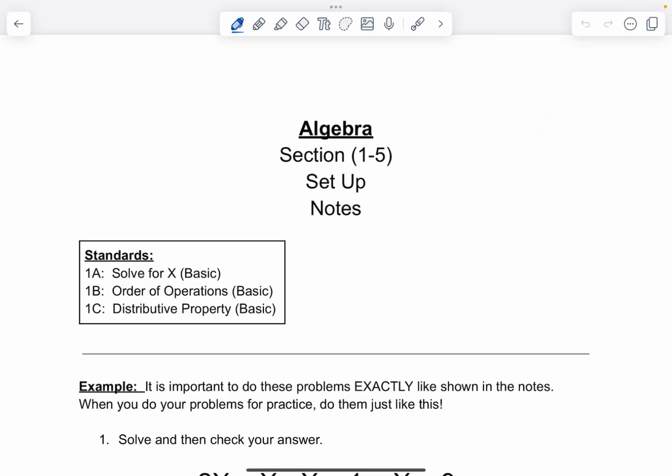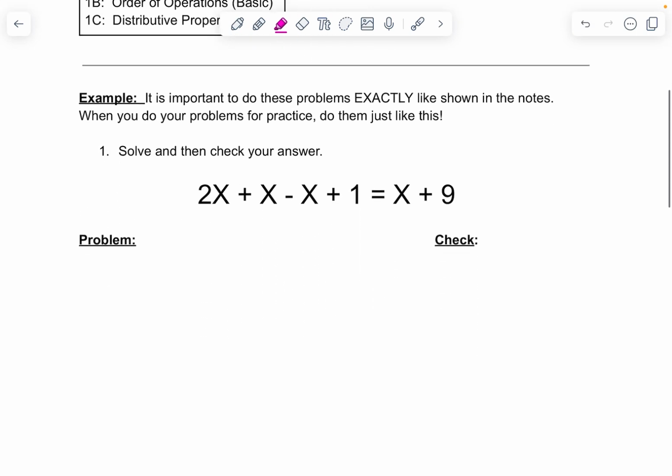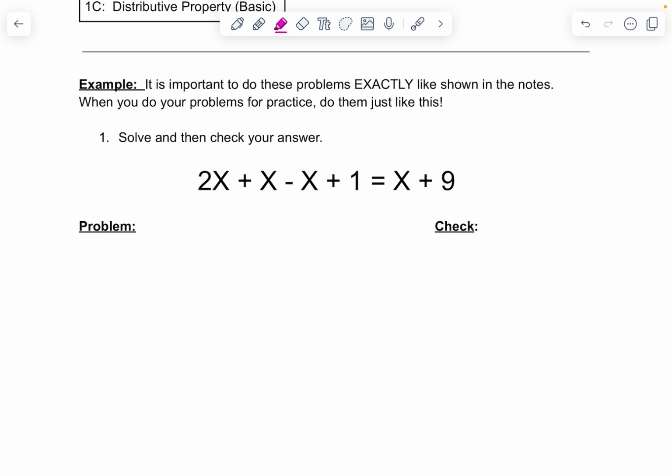Right, in this lesson, we are going to continue to do the steps we've already learned, where we can take away x, take away numbers, but we're also going to pay attention to how we set the problem up. So let's move ahead. Again, it's important to do the problems exactly like shown in the notes. And when you do your problems for practice or your assignment, do them like this.